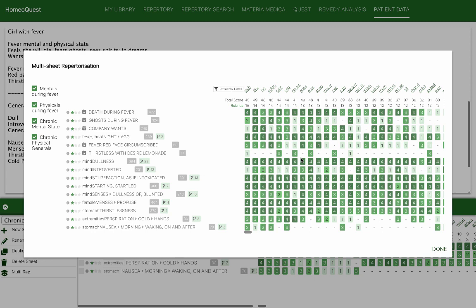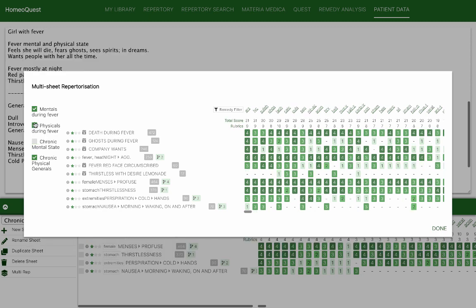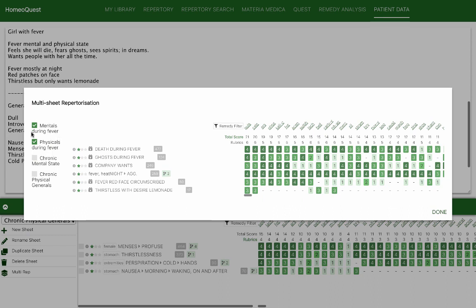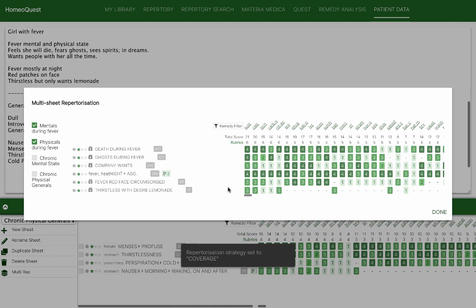So let's just check what's coming up for the girl in just the fever state. So we're going to remove the chronic mental state and the chronic physical state. And now what we have is just the fever state. Okay, so these are the mentals during fever and the physicals during fever. And we're using the rubric coverage because I want the remedies to cover all rubrics. And now, if you can see, there are just 5 remedies that cover everything: Pulsatilla, Calcarea, Lachesis, Carbo vegetabilis, Nitric acid. And this girl was given Pulsatilla for the fever, and she did really well with Pulsatilla. So that was what happened during the fever state.